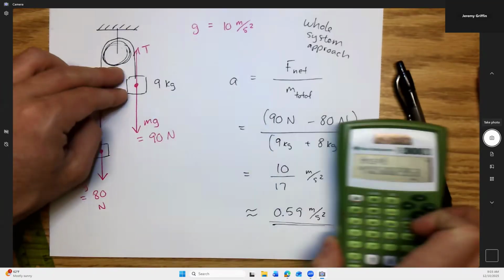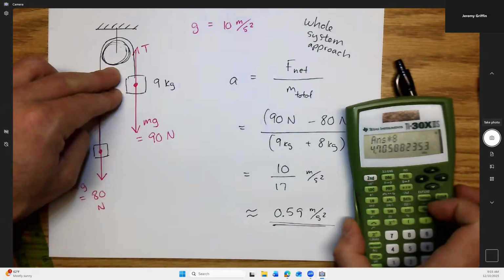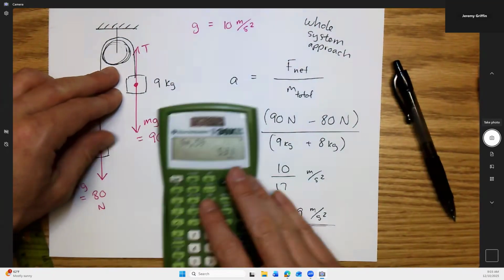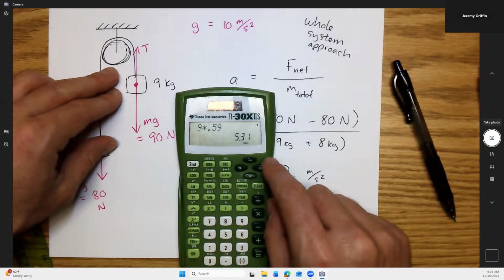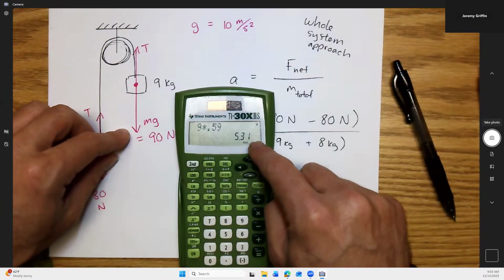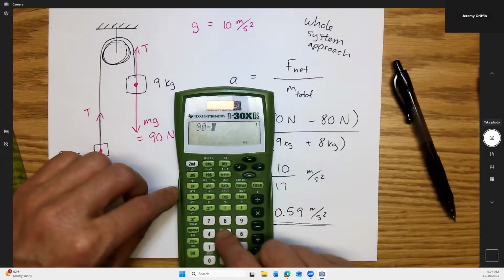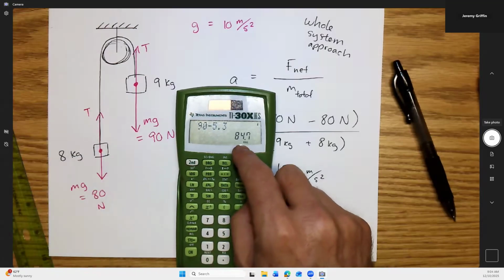Right. Well, what if you had done the other block instead? What if you did 9 times 0.59? And then this one needs a net force of 5.3. What's 90 minus 5.3? It's still the same answer.